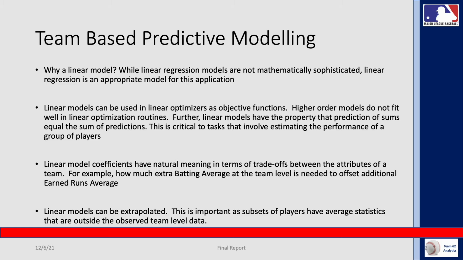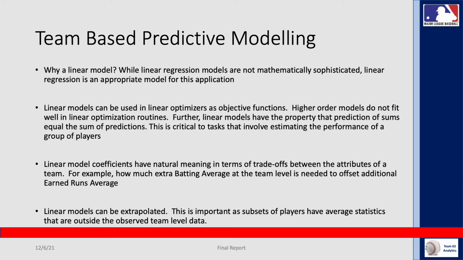Linear models have some nice properties, such that the predictions of sums are the same as the sums of the predictions. This is important when we're going to be looking at groups of players and trying to apply our model in a group setting based on statistics from individual players. This is going to be critical when, again, we submit these players to our optimization framework.